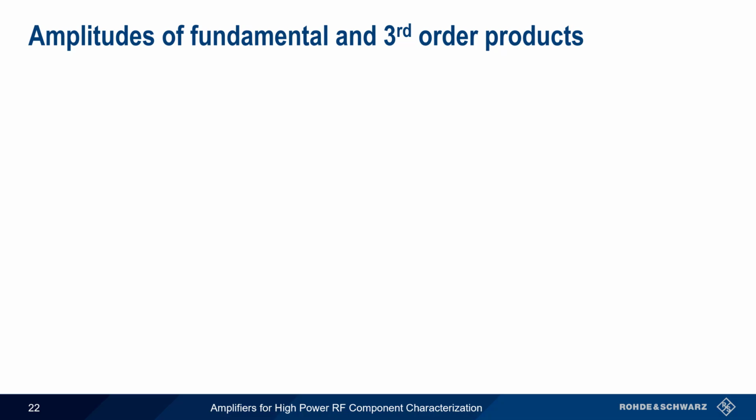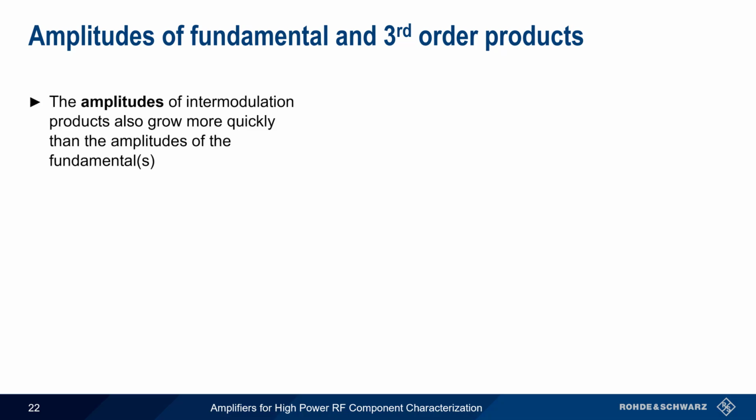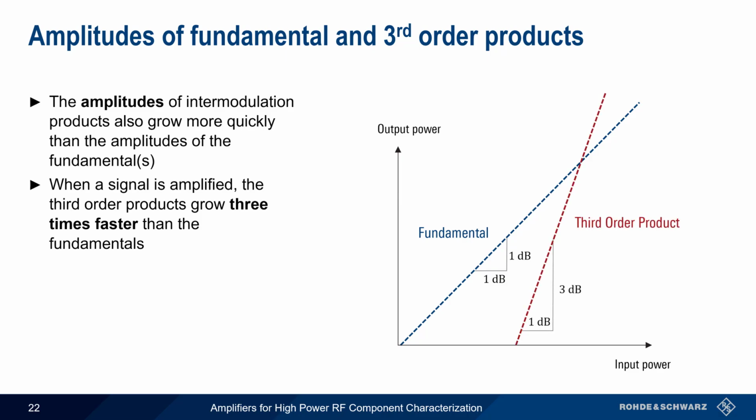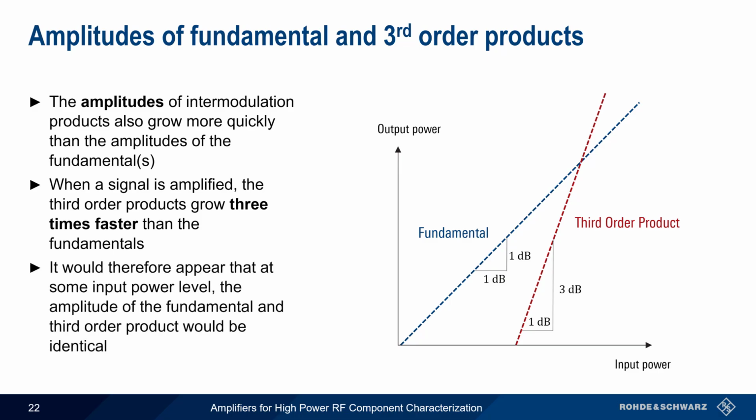In addition to being difficult to remove by filtering, the amplitude of these products grows more quickly than the amplitude of the fundamental. In fact, when a signal is amplified, the third-order products increase in amplitude at a rate 3 times that of the fundamentals. In other words, the fundamental has a slope of 1, but the third-order products have a slope of 3. Looking at this graphically, it would appear that at some input power level, the amplitude of the fundamentals and third-order products would eventually meet.